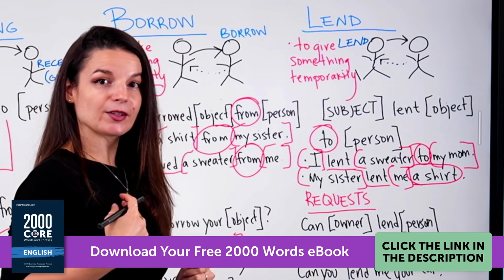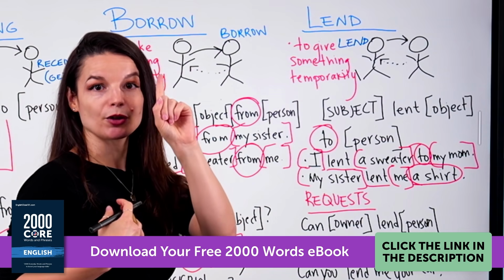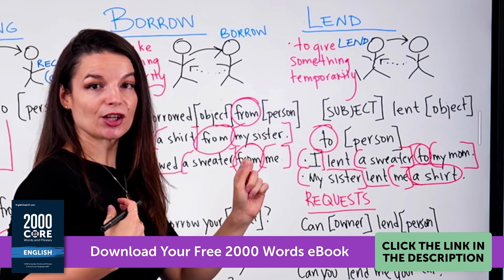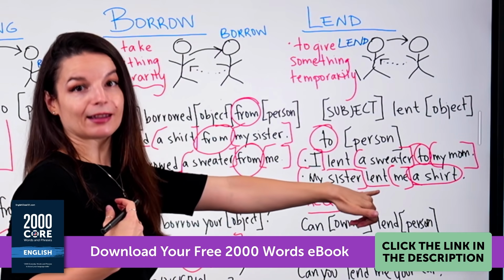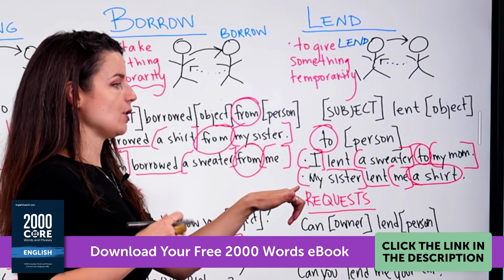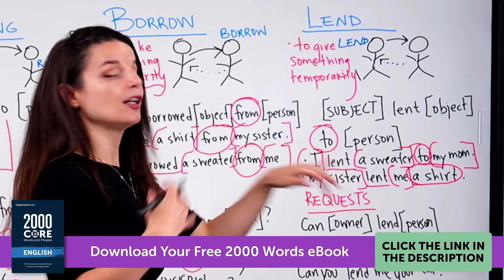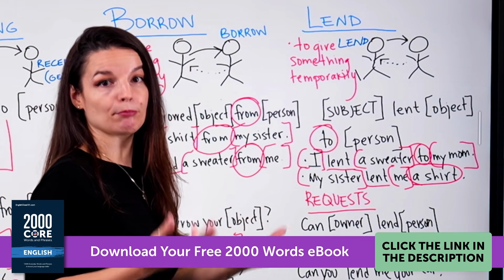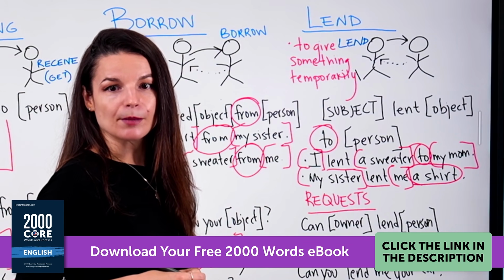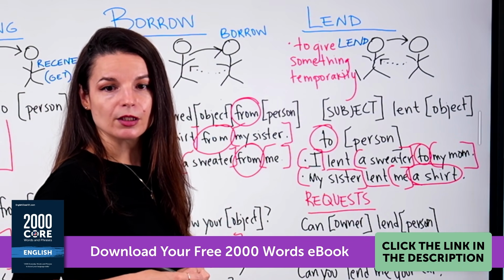We can use this pattern we practiced in part 1, right? Just like my sister gave me a shirt, we can use it with lend also. You can use this pattern, of course, too. My sister lent a shirt to me is also okay to use. All right? So let's see. I'm going to come and check your examples really quickly.